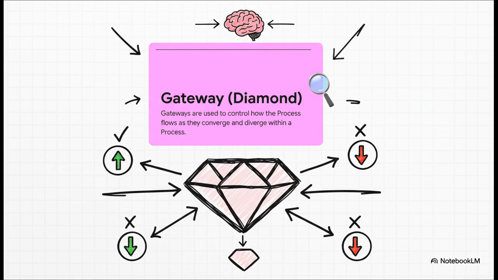And rounding out our top three, we have the gateway, the diamond shape. You can think of this as the brain of the whole operation. It controls the which way of the process. It's all about making decisions. So, if a credit check passes, the process goes one way. If it fails, it goes another. Gateways are basically the traffic cops of your workflow.